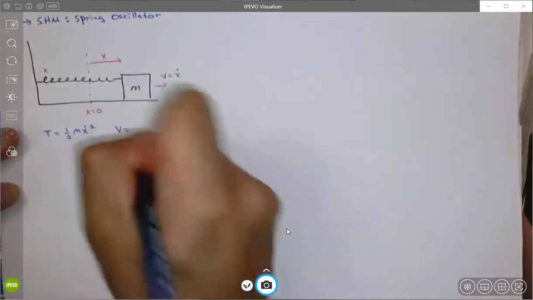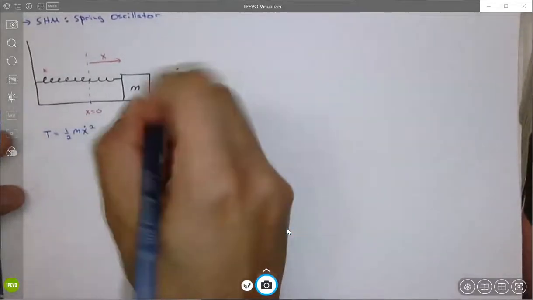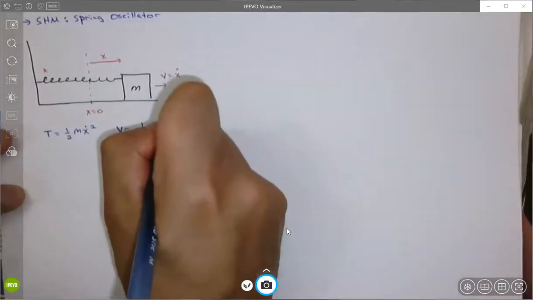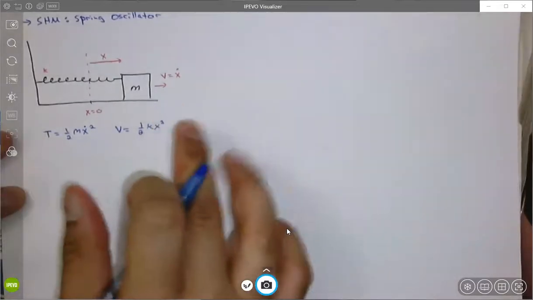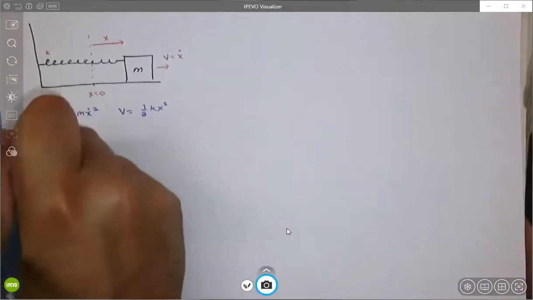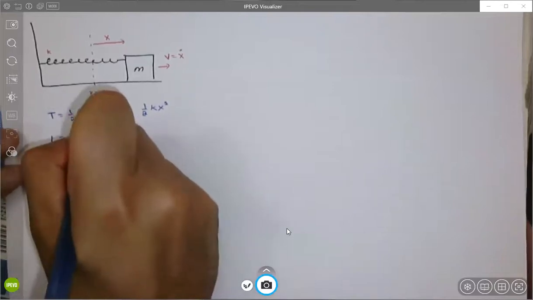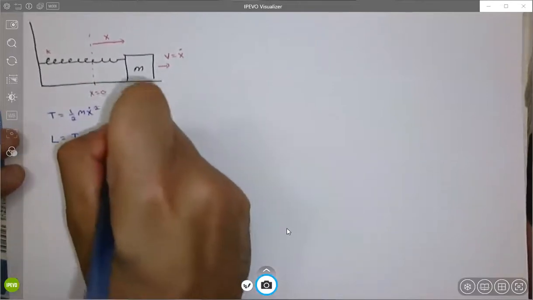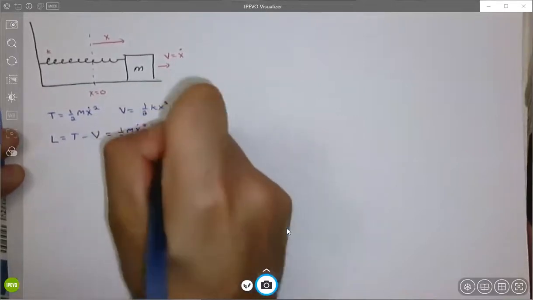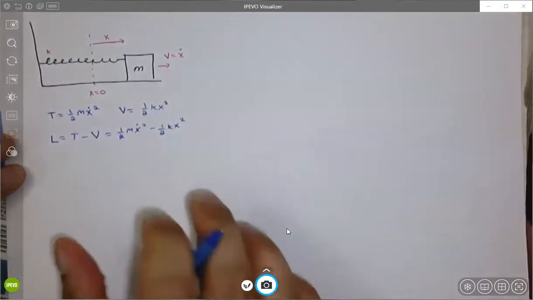What about the potential energy? So the potential energy, which we use the letter V, or PE, whichever one you prefer, is simply just the energy of a spring, which is 1/2 kx squared. Is there any other type of potential energy here? No. So that's it. Now we can write down our Lagrangian. The Lagrangian is simply the kinetic energy minus the potential energy, and that's going to be 1/2 mx dot squared minus 1/2 kx squared. So that's it.